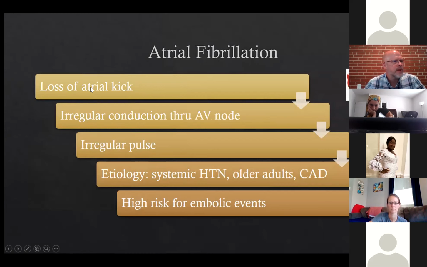So as I mentioned, loss of atrial kick, an irregular pulse, could be due to systemic hypertension, older adults, coronary artery disease, a couple of others that I don't have on here. Anybody who's middle-aged and older who has surgery is prone to AFib. They have a risk for it because of the fluid fluctuations that occur in surgery. Patients who've had thoracic surgeries, anytime we manipulate in and around the heart, the atria are very sensitive and they can have post-op AFib.